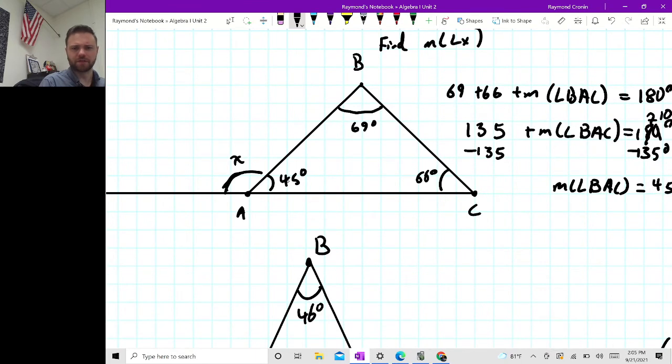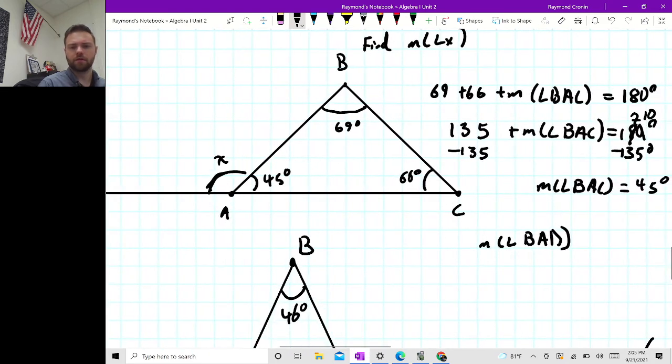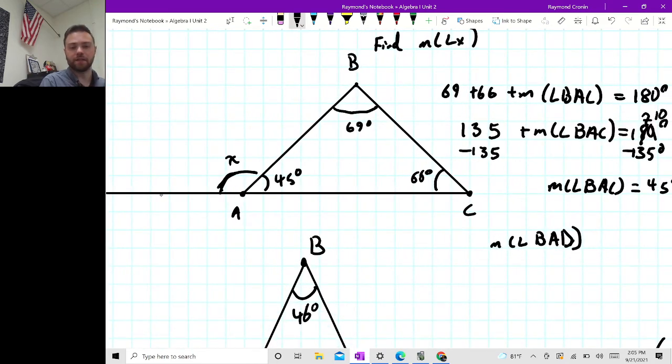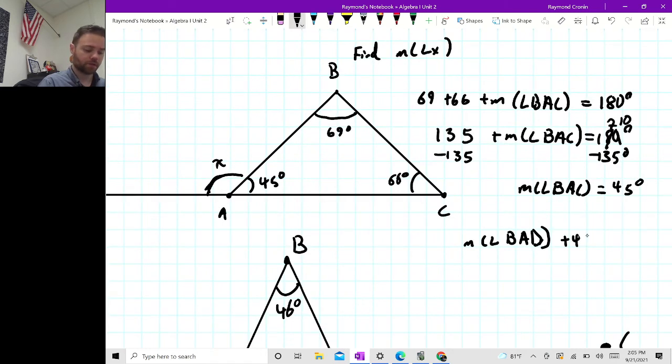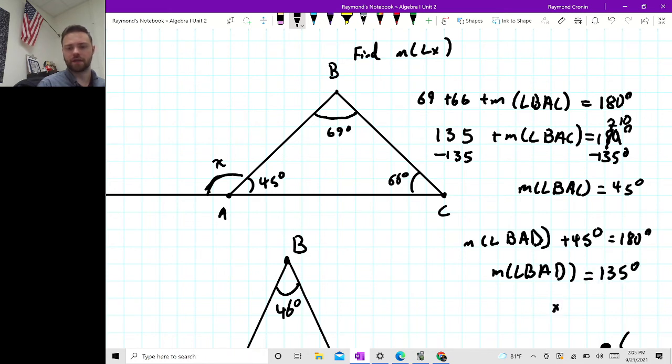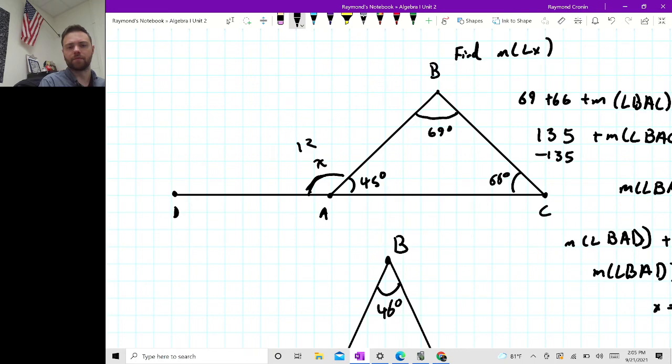So since this is 45 degrees and X and 45 are a linear pair, I've got the measure of angle BAD, and that's D over there. So the measure of angle BAD, which is X, plus 45 degrees has to equal 180, which is just going to be measure of angle BAD, which is equal to 135. So that means X is 135 degrees. So that big angle there was 135 degrees.